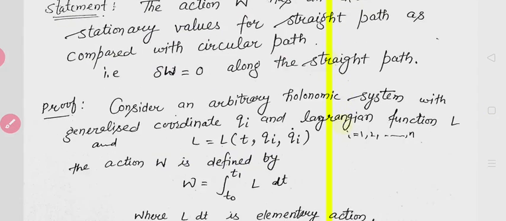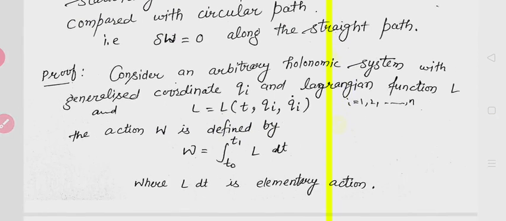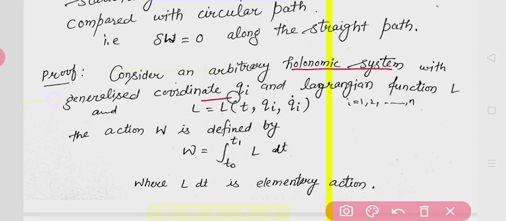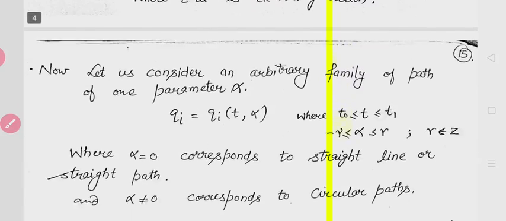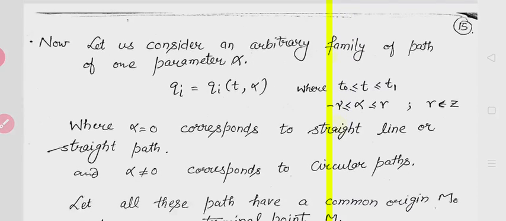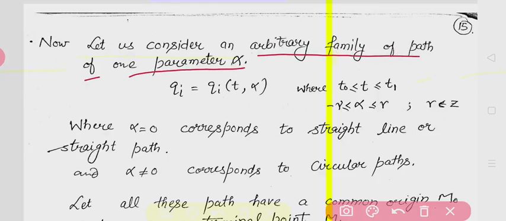Now I consider that x and W is given here. So I consider a holonomic system with generalized coordinates qi and the Lagrangian function is a function of t, qi and qi dot, where i is varying from 1 to n. Okay, and we know that the definition for the action, which will be denoted by W, will be given by the integral of L dt within the time interval t0 to t1, right? Now we are considering the paths. So what we are doing here, we are considering a family of paths actually. So we are considering any arbitrary family of paths of one parameter alpha.